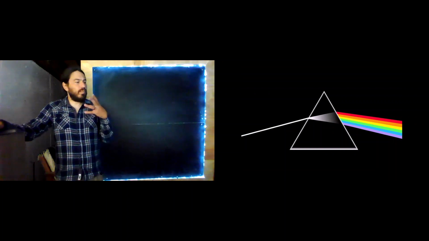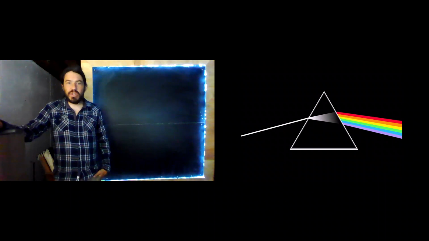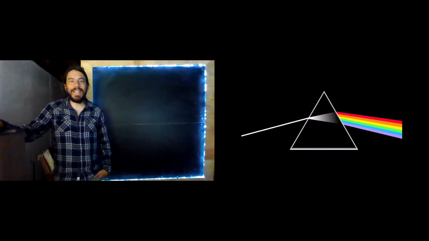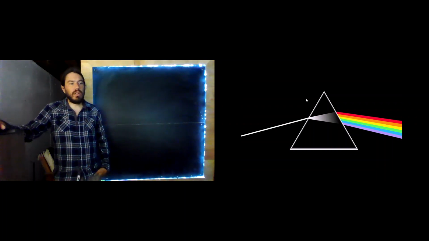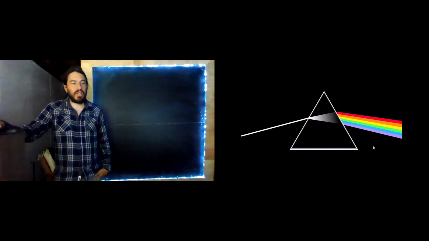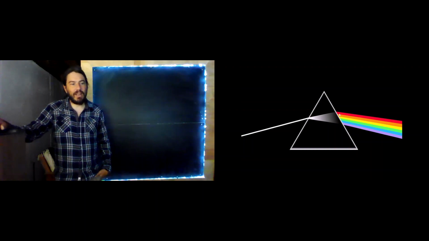All right, so I kind of want to wrap up a few things in this segment here. First of all, I want to talk about dispersion. And dispersion is this phenomenon where we see white light is actually composed of the whole rainbow. And here is this famous picture from Pink Floyd's Dark Side of the Moon record, and here we see white light coming in and being bent into the rainbow by this prism.